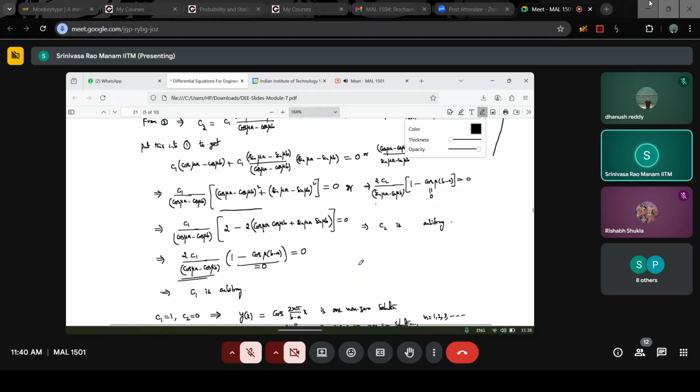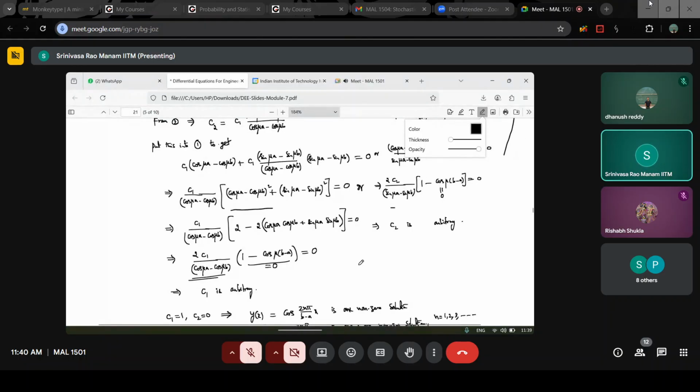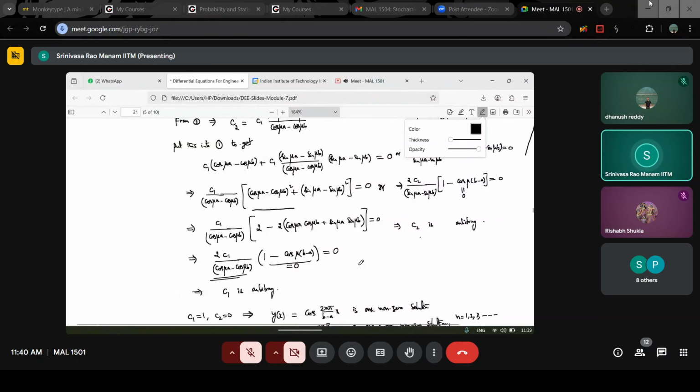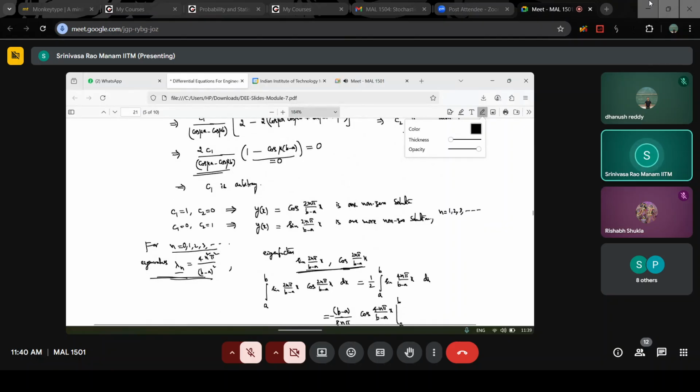We know that this is for those mu values only that we are calculating, right? This is equal to 0 because of those mu values. That means C1 I can take as arbitrary, a non-zero quantity. Similarly, for the same reason, in this case also C2 can be arbitrary. So what you found is that C1, C2 are arbitrary, right?